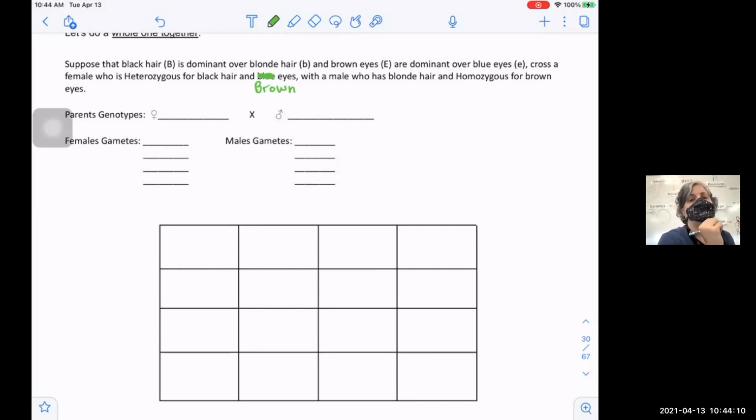So I guess really step 1 is figuring out the genotypes of the parents. Okay, so what would mom's genotype be if she's heterozygous for black hair and brown eyes? What size letters would we use for her genotype? You can put it in the chat or anyone in class can say it out loud. What would mom's genotype be if she's heterozygous for both?